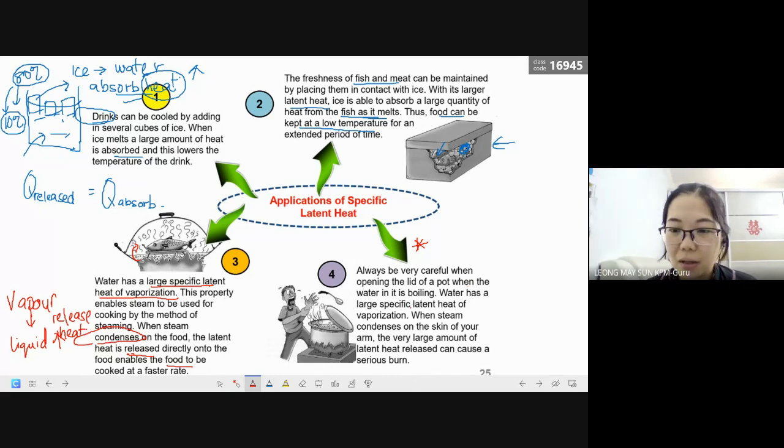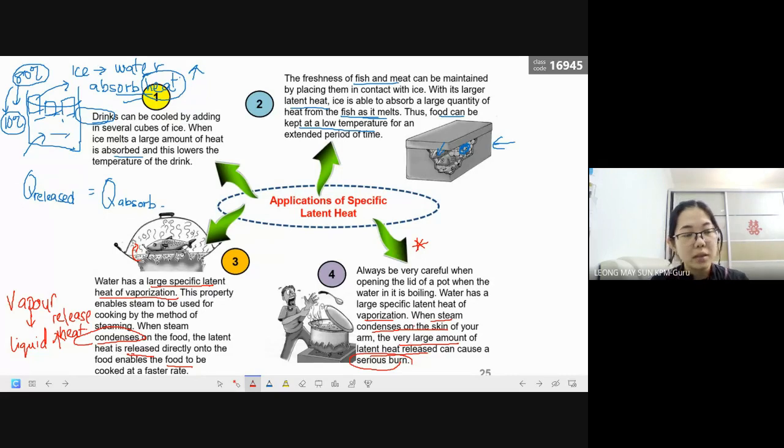All right, because water has a large specific latent heat of vaporization. So when the steam condenses on the skin, a large amount of latent heat is released, which can cause a serious burn. So the burn from steam is much stronger compared to boiling water, because the amount of heat energy, the latent heat, released by the steam is very high.